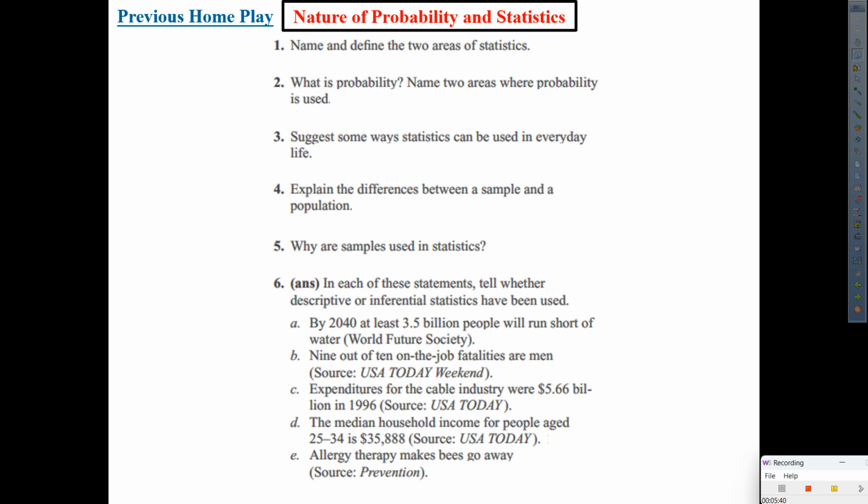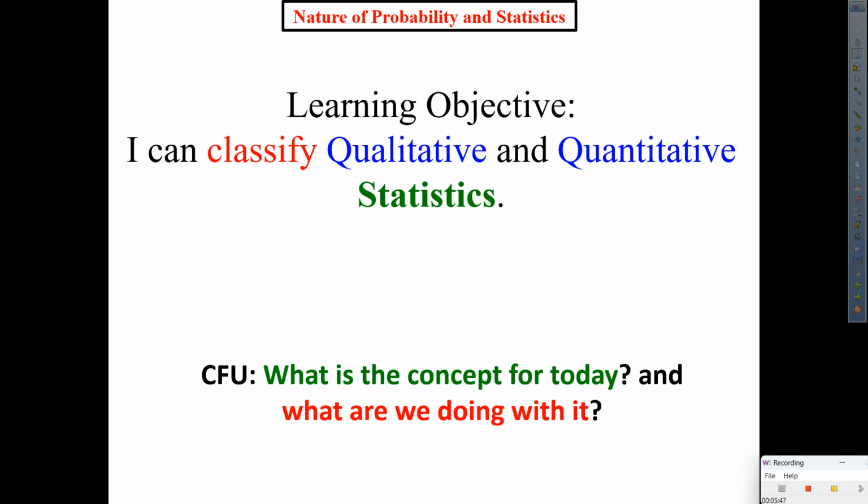Let's go. All right, so get a Cornell note ready. Our objective for today: I can classify qualitative and quantitative statistics. Set up your Cornell note. You don't need a fair amount today, so I'll give you some time. So here we go. I can classify qualitative and quantitative statistics.